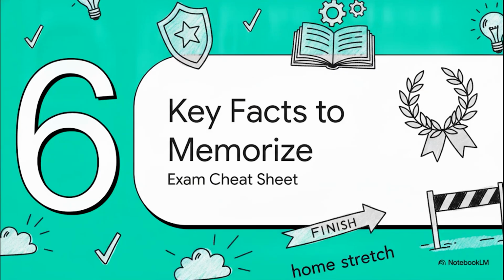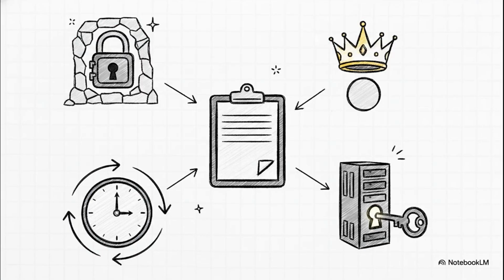Finally, Section 6, Key Facts to Memorize. Think of this as your ultimate exam cheat sheet. We are in the home stretch. Let's lock in these core concepts. If you remember nothing else, lock these 4 facts into your memory right now for the test.